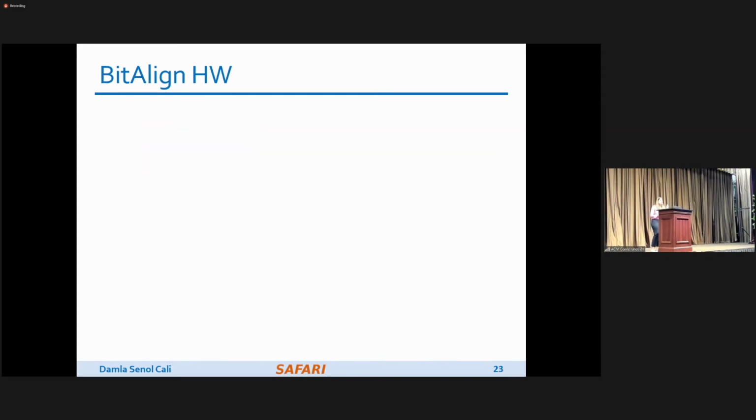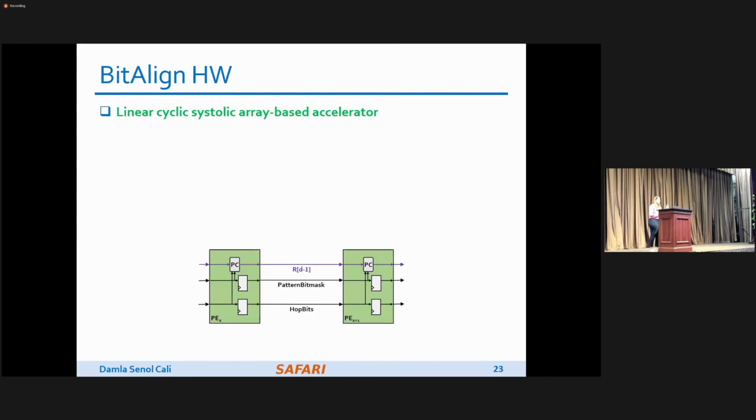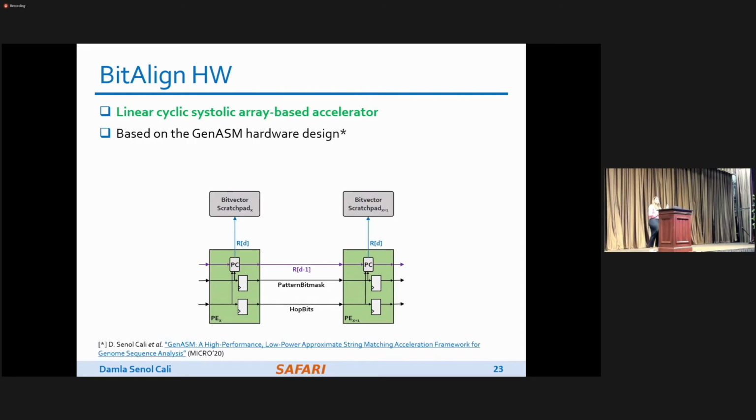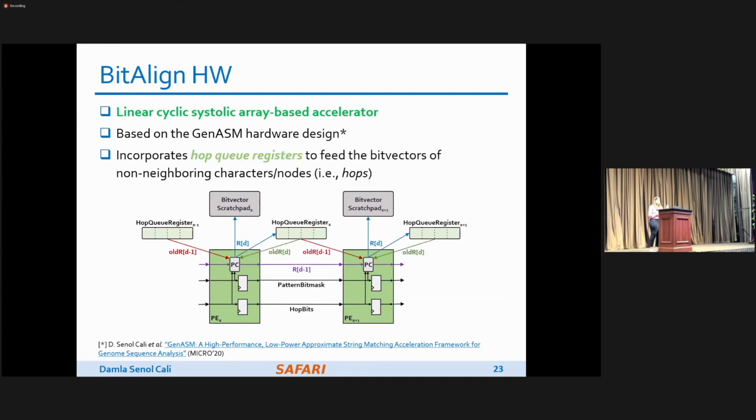When we look at the hardware design of bit-align, we implement it as a linear cyclic systolic array-based accelerator. While this design is based on the GNASM hardware, where bit vectors are written to bit vector scratchpads during the bit vector generation step for later use in traceback, our new design incorporates hop queue registers in order to feed the bit vectors of non-neighboring characters or nodes, so the hops.